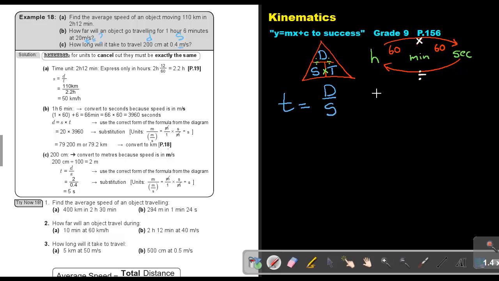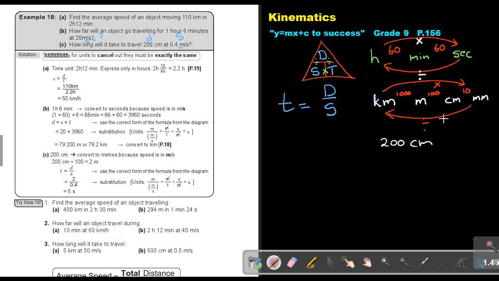So, okay, can I just make the table again? So, let's just say kilometers, meters, centimeters, millimeters. This is going to be 10, 100, 1,000. Going to this side, times; coming back, divide. So basically, if I'm having, okay, let's look, 200 centimeters, and I want to take it to meters, I must divide by 100.